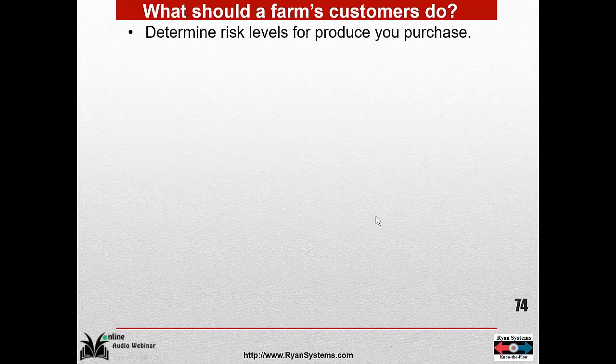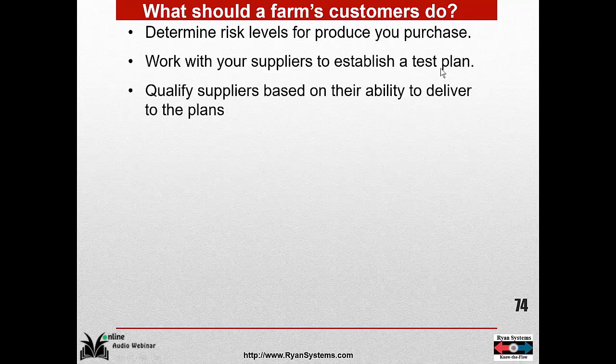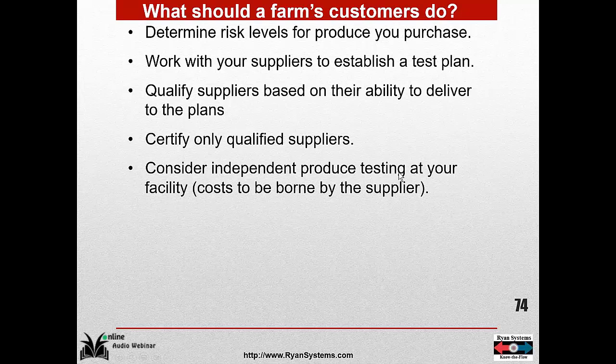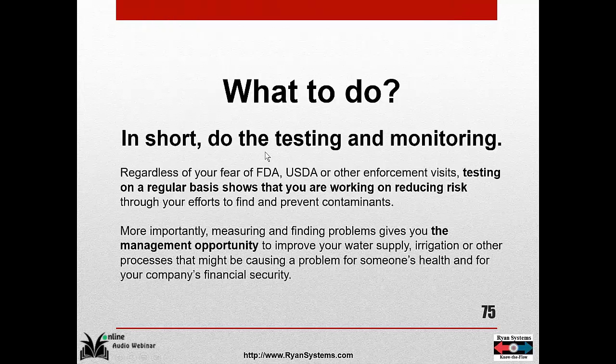Now, suppose your distribution center is taking food in from a farm. Work with the suppliers to establish a test plan. They do it and you do it. Consider independent produce testing at your facility. In short, do the testing and the monitoring. Keep it under control. Train your people. Make sure you do the right sampling procedures, the right amount, the right times, and you budget for it all.